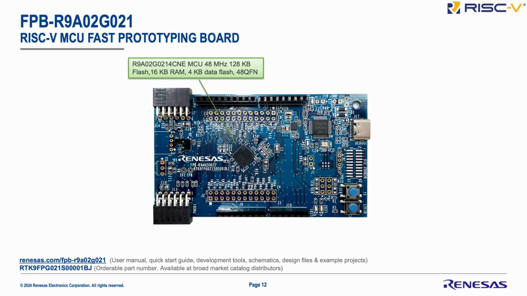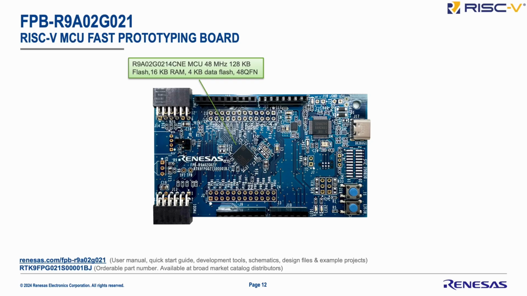Starting with the MCU, of course, that's the heart of it, and that's a 48 MHz, 128 kilobyte flash version. It has 16 kilobyte of RAM and 4 kilobyte of data flash.